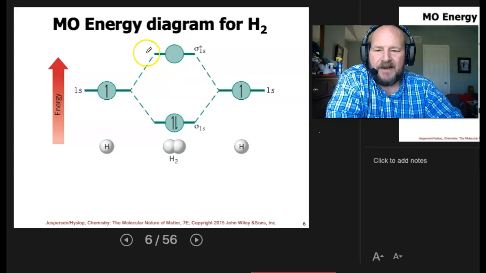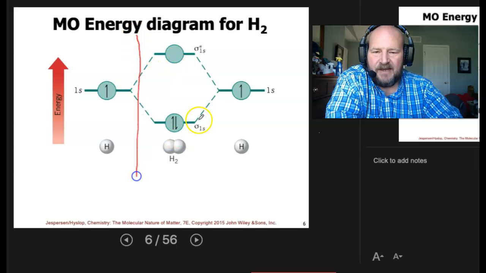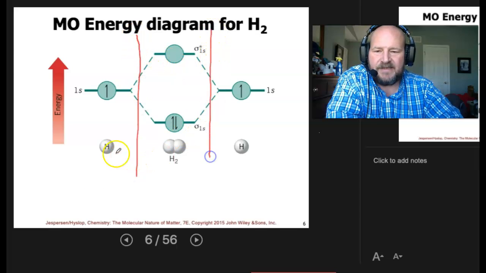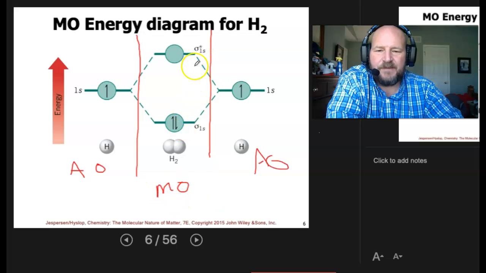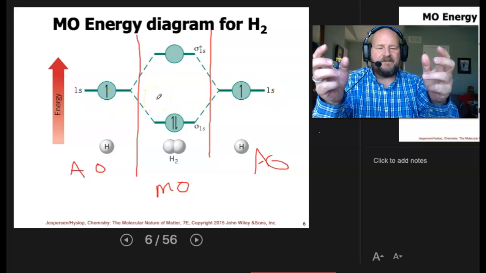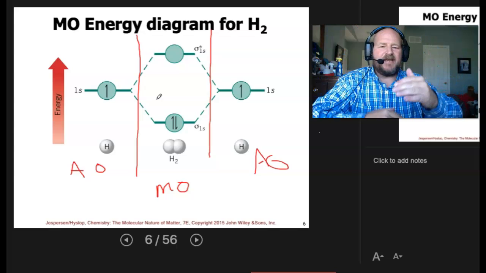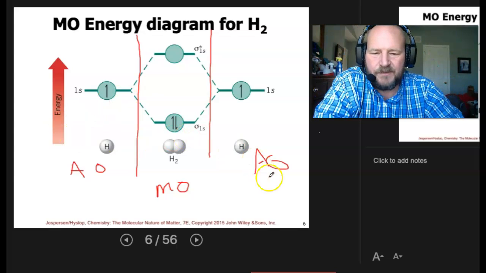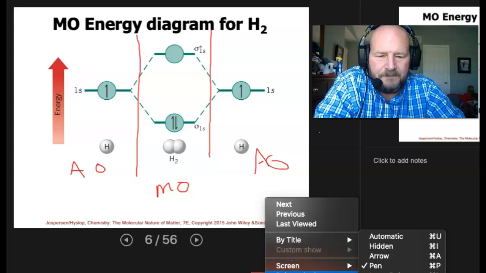If I think of the picture as having these dotted lines, these are our atomic orbitals on the outside. And then our MO is actually here in the middle. So this is going to be the molecular orbital, and these are going to be the two atomic orbitals. Whatever atoms I'm looking at, I'm going to put on the left and the right, and then how they stack up together will be the molecular orbital.